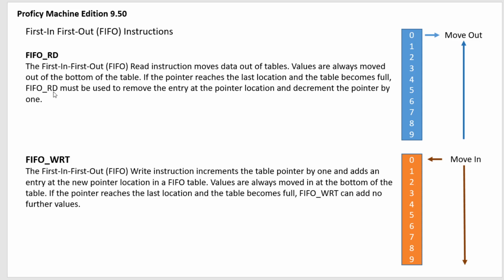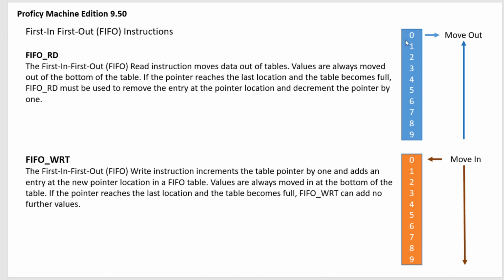Now, when it comes to FIFO instructions, we have the FIFO read instruction, which is used to move data out of a table, and it basically uses a pointer that is decremented, beginning at the highest nth length of our table and just being decremented by 1 every time we remove a value out of our table. Now, values are always moved out of the bottom of the table, and what does that mean? It means values are always moved from the 0th element, and whenever a value is moved from the 0th element, the entire array of data gets shifted downwards.